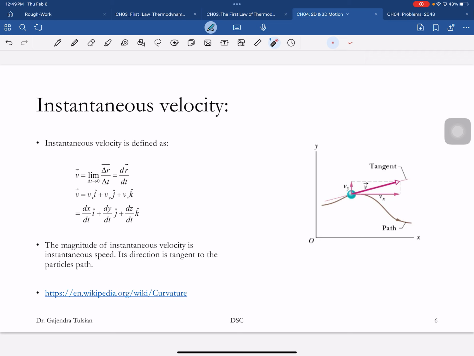Now that you know this technology, you can do any motion. You can do one dimension, two dimensions, three dimensions, n-dimensional motion. It's the same technology.